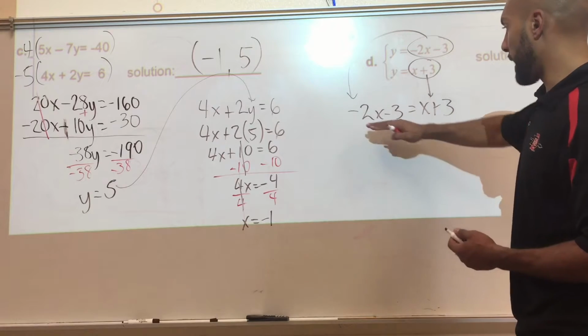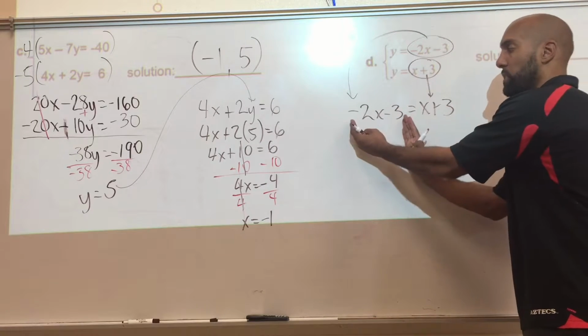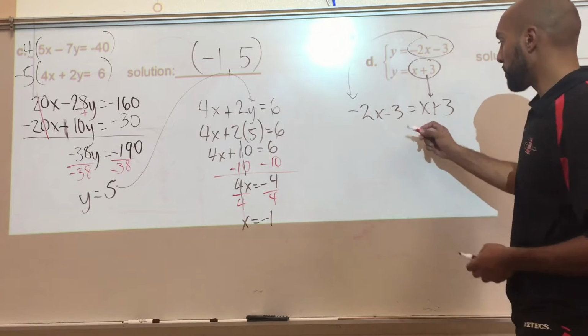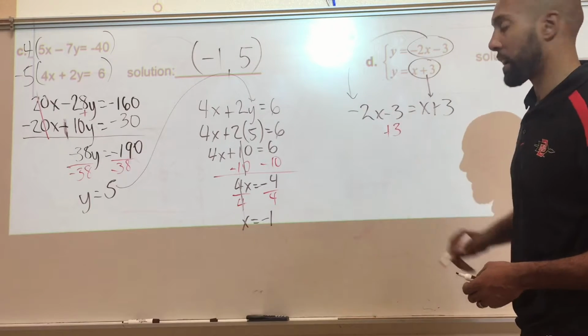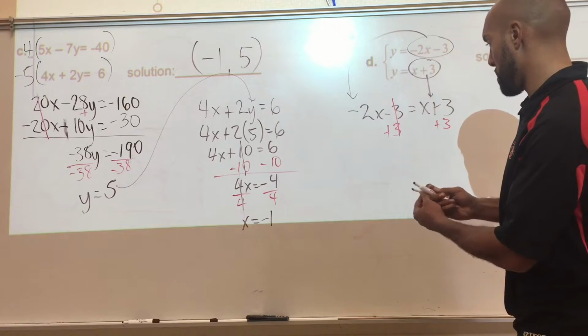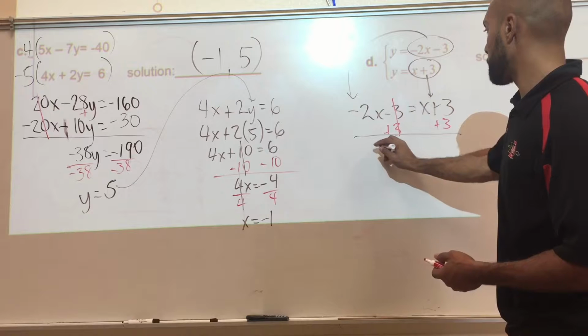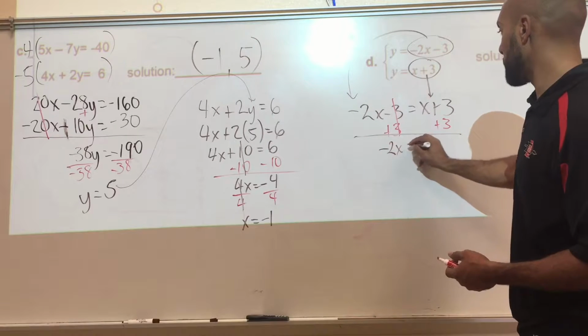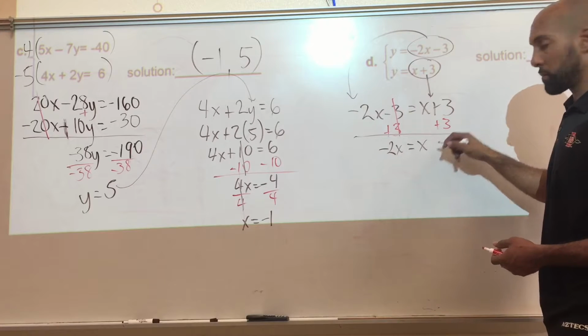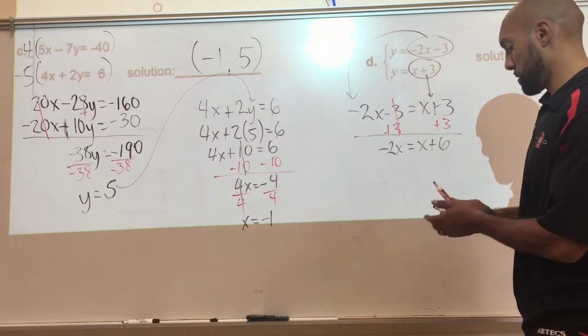Okay, so now, again, balance each side. First cancel a term from this side, and then we'll cancel a term on the right. So first we'll cancel the 3 by adding it. That cancels here. Negative 2x equals x plus 3, which is 6.